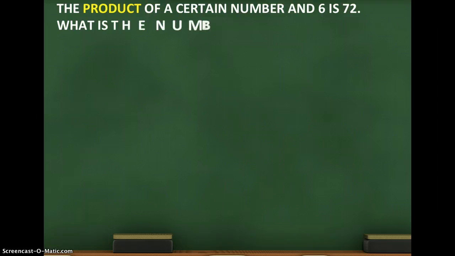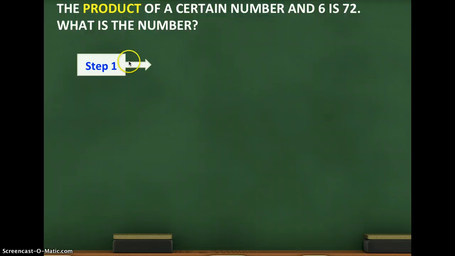Okay, here is our first example. The product of a certain number and 6 is 72. What is the number? Now take a look that I highlighted the word product. I would like you to think about this word and what does this mean? Okay, and so we're going to go back to this word on the second step. Okay, but first, step 1.